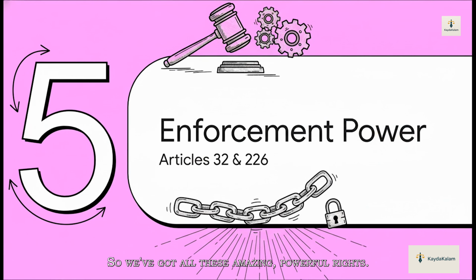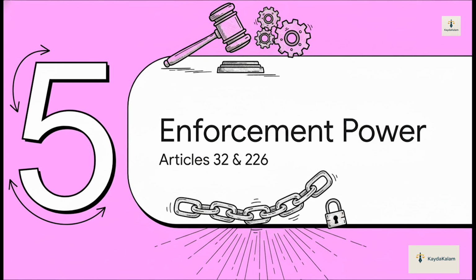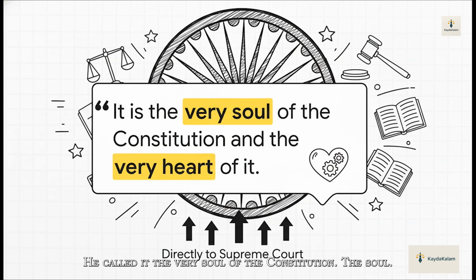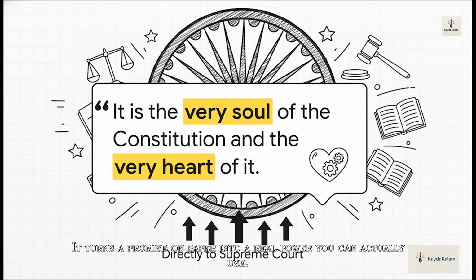Okay, so we've got all these amazing, powerful rights. But let's be real. What good is a right if you can't actually enforce it? This brings us to the final and maybe the most important tool in our entire constitutional toolkit, the power to make all these rights a reality. You don't have to take my word for it. Just listen to what Dr. B.R. Ambedkar, the main architect of our Constitution, said about Article 32. He called it the very soul of the Constitution. The soul. Why? Well, because this is the article that gives you the right to go straight to the Supreme Court if your fundamental rights are violated. It turns a promise on paper into a real power you can actually use.